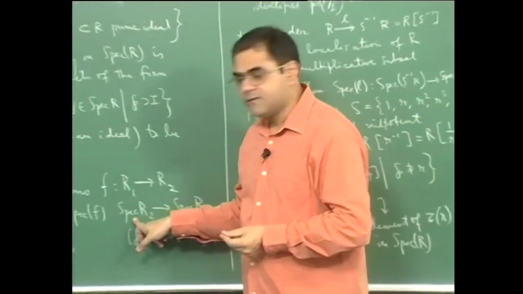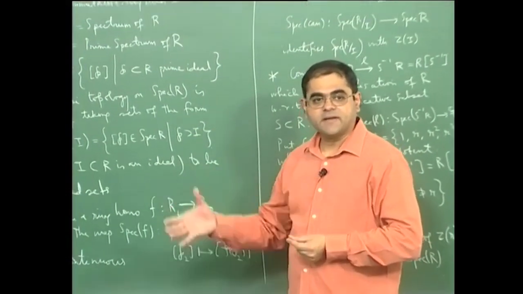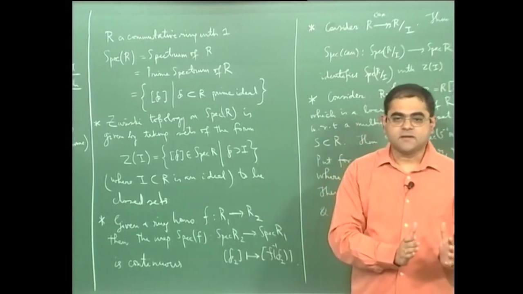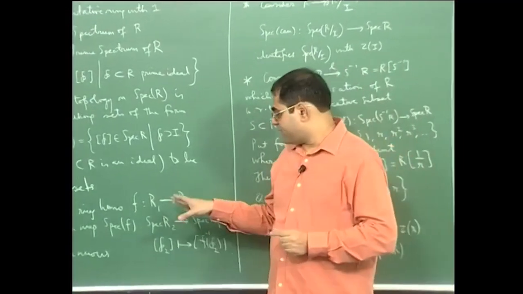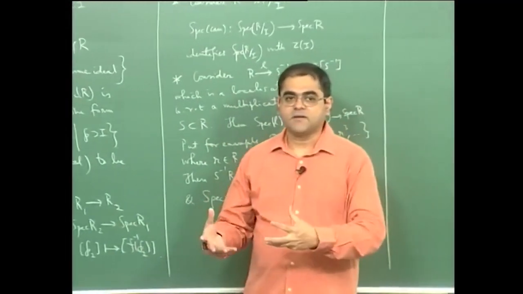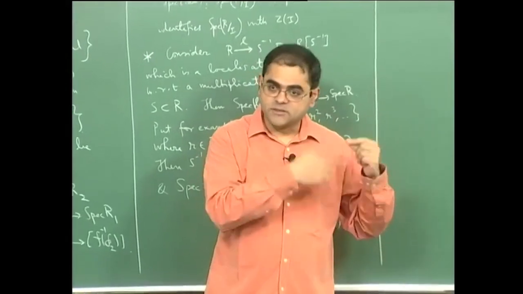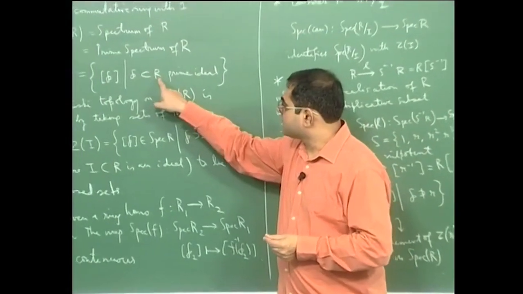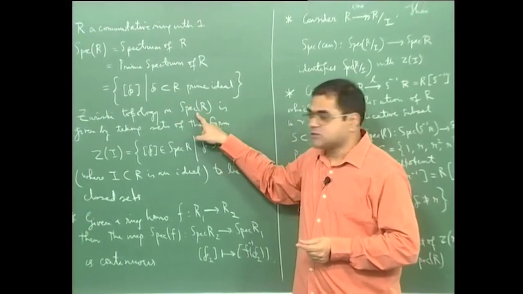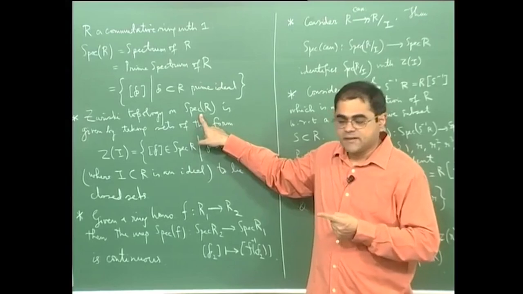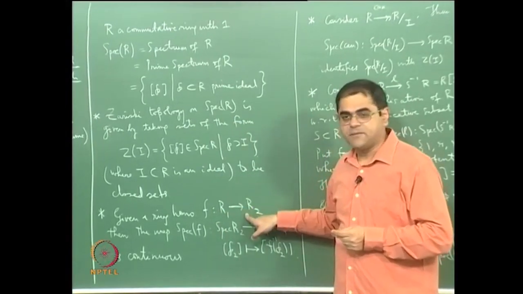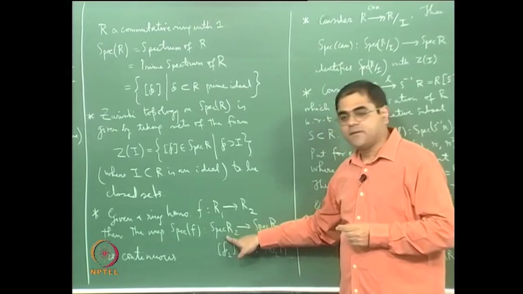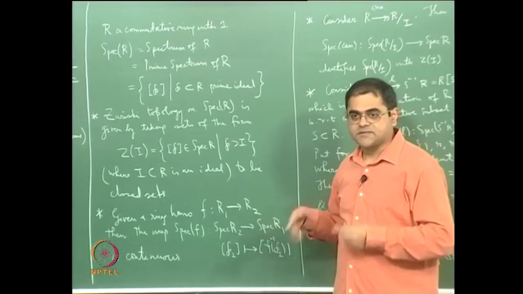So Spec is a contravariant functor from the category of rings, commutative rings with one. The objects are commutative rings with one, and the morphisms are ring homomorphisms which carry one to one. And from this category, Spec is a contravariant functor into the category of topological spaces, namely the category for which the objects are topological spaces and the morphisms are the continuous maps. So what it does is that to every commutative ring R with one, it associates Spec R, which is a topological space given the Zariski topology, and to every ring homomorphism which takes one to one, it associates a continuous map in the reverse direction of the corresponding topological spaces. So it is a contravariant functor, okay.